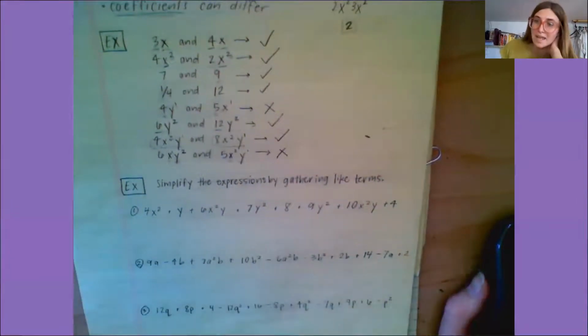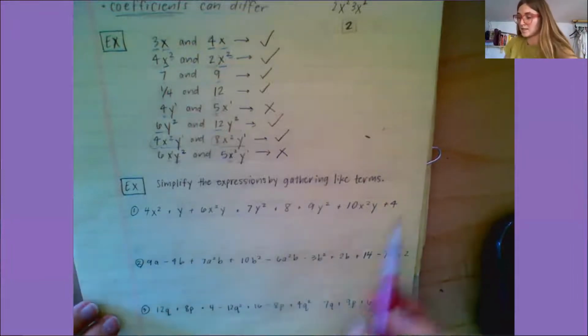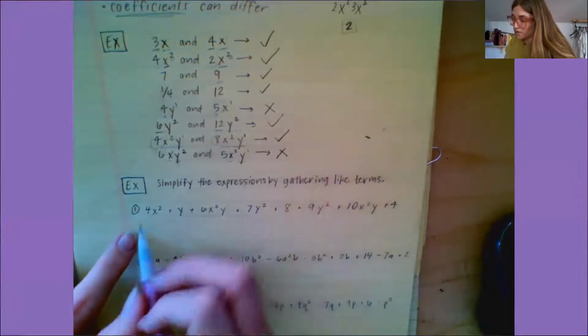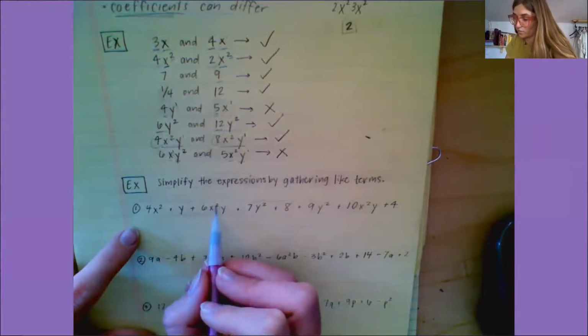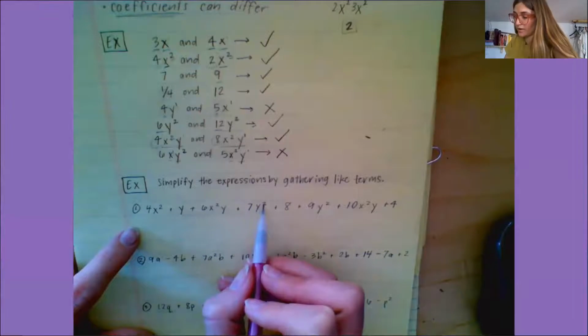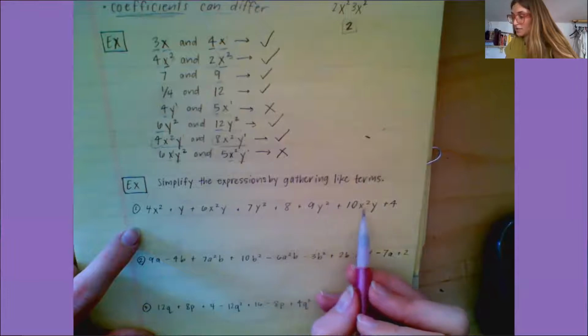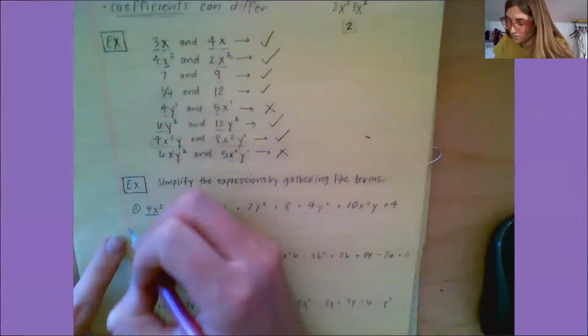Okay, we'll go on by simplifying these expressions by gathering like terms. So what we want to do is rewrite this expression so that all the like terms are with one another, and then we can simplify more from there. So let's start just left to right. We have 4x squared plus y plus 6x squared y plus 7y squared plus 8 plus 9y squared plus 10x squared y plus 4. So we'll start with this 4x squared.